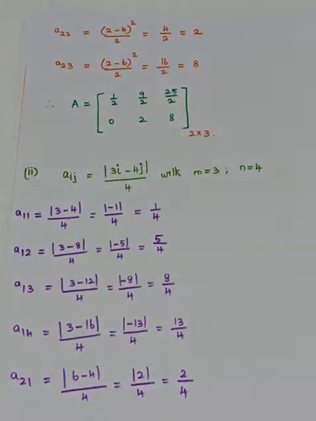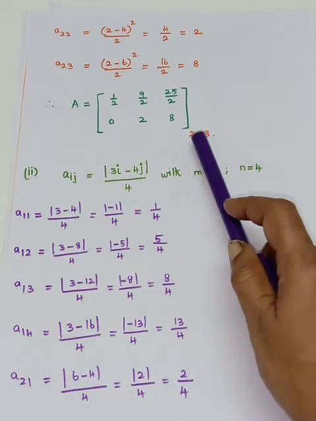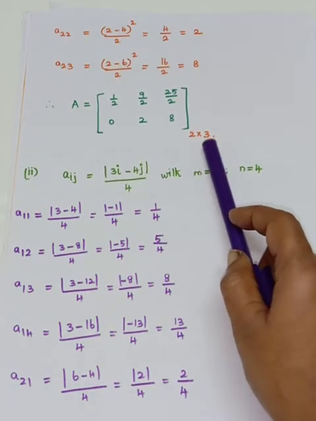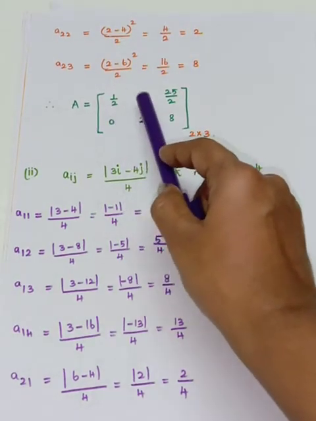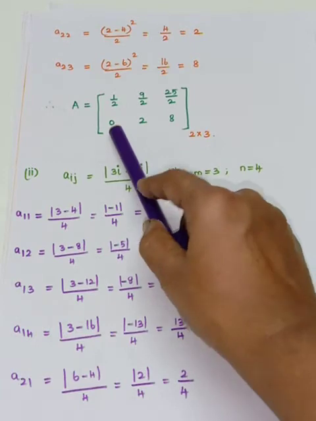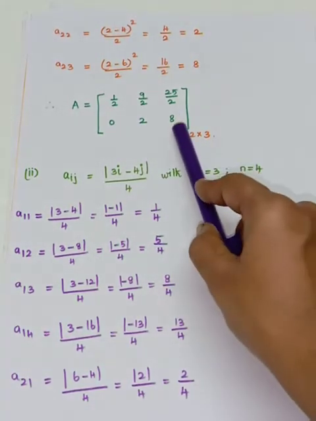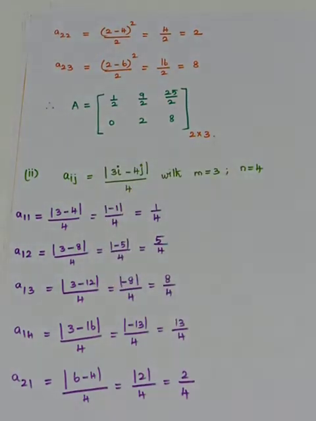So we have found all the elements of A. We are going to construct a 2 by 3 matrix, 2 rows and 3 columns. You have to arrange A11, A12, A13, next A21, A22, A23, and give the name A to this matrix.